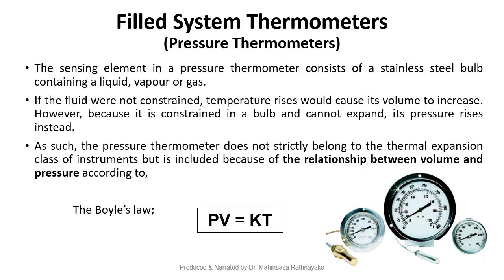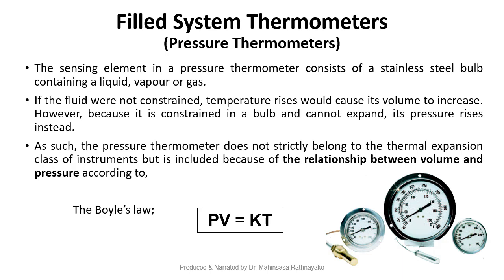Then the third type of expansion-based thermometers is the pressure thermometers. That depends on the relationship between volume and pressure. We all know that based on Boyle's law, for a certain temperature, the relationship between volume and pressure is a constant. So using this, a sensing element in the pressure thermometer is a certain bulb. It's a stainless steel bulb containing a liquid or a vapor or a gas.